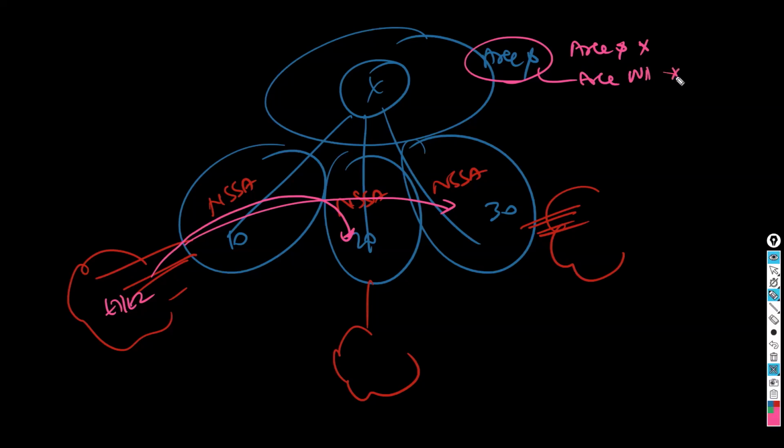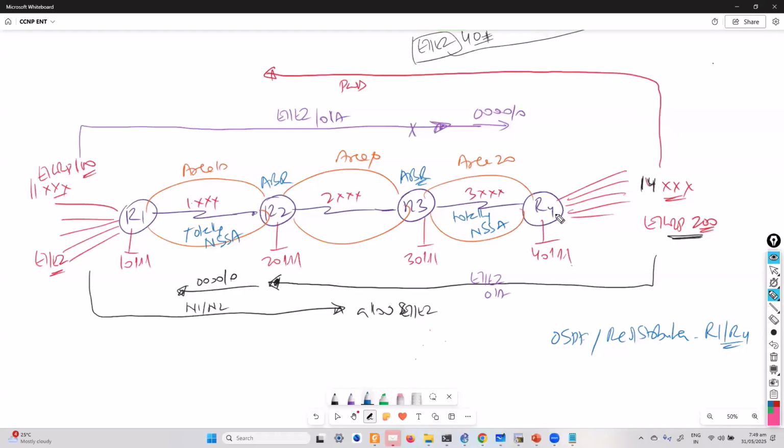You just need to keep that in mind. But you can have the ASBR in an NSSA area, which is not a so-stubby area. Typically you have this kind of design where you have many external routes passing through from multiple areas. You can always use the NSSA concept to configure and verify.